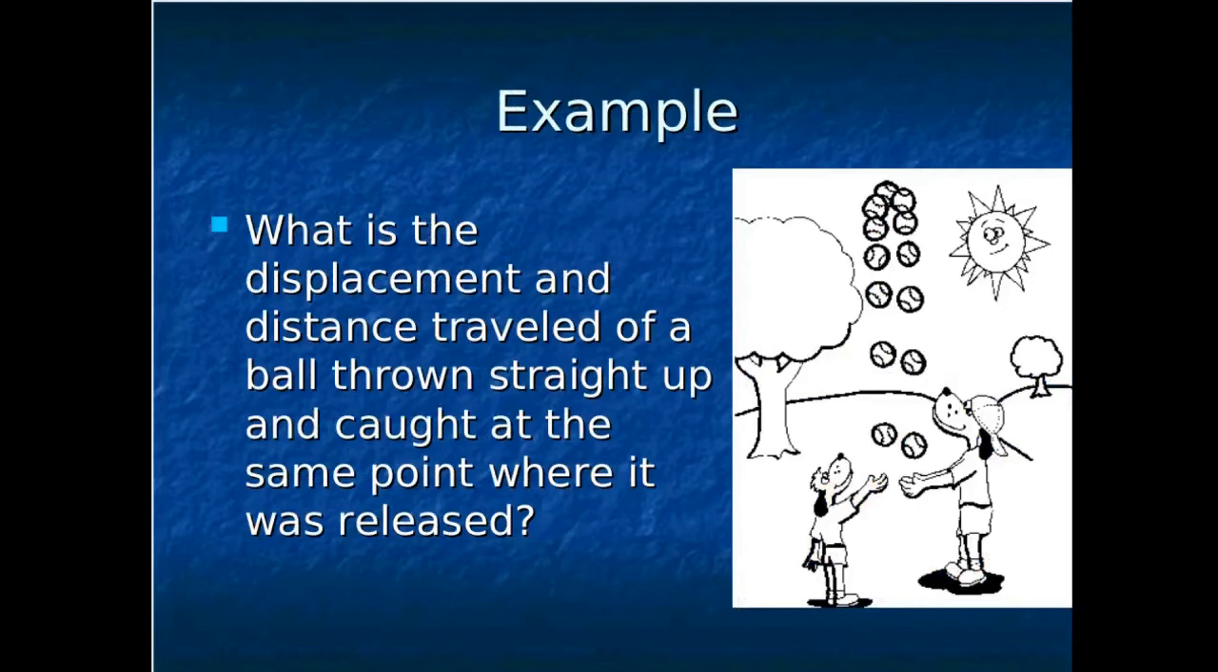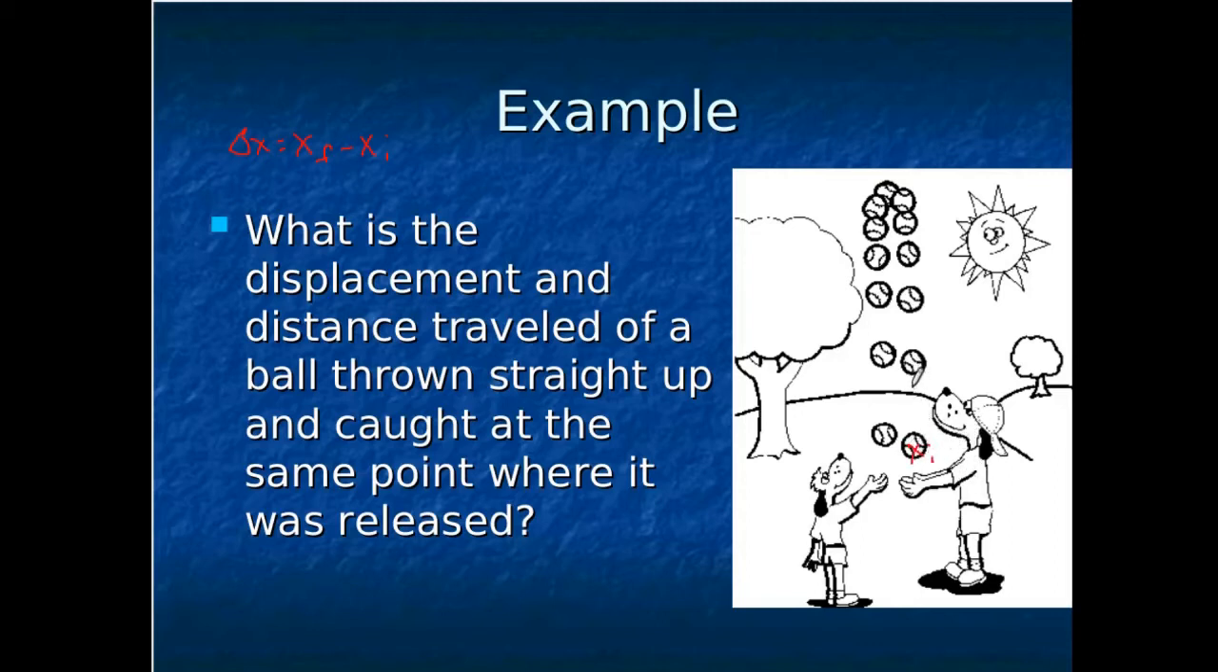So let's think about throwing a ball straight up in the air. And this cute little picture has two dogs throwing a baseball up in the air. Think about what's the displacement of this baseball as it travels from one hand up and then back down if it's caught at the same point from which it was released. So the displacement is, again, writing down that definition equation, delta x is final position minus the initial position. All right, well, the initial position is right here.